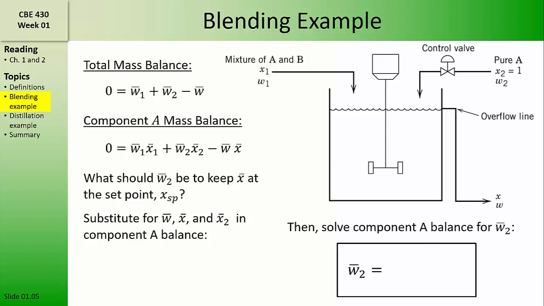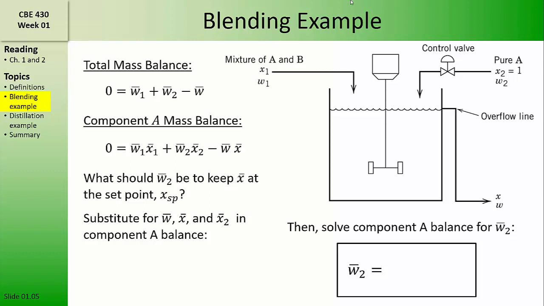In this video and in the next video, we'll look at two examples from the textbook, a blending tank and a distillation column, to illustrate some concepts of process control. We'll expand on these later throughout the semester. The first example we'll look at is this blending tank.